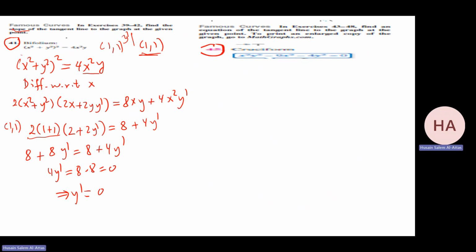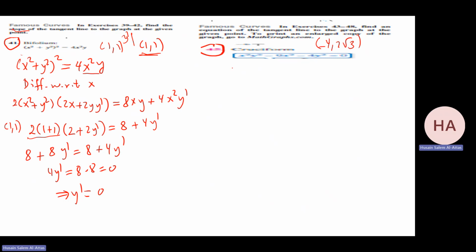Okay. Find the equation of the tangent line to the graph at the given point. There should be a given point. I forgot to copy it. This should be (-4, 2√3). That will be the point.